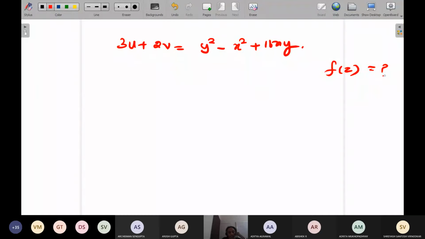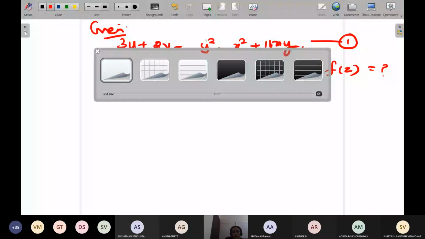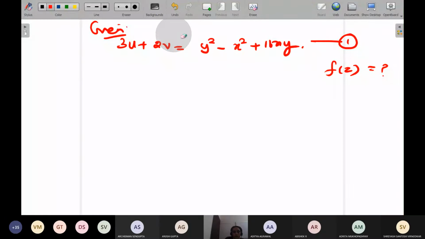See, there are many different ways of doing this problem. So I'll show you one other way of doing this problem. This is your given function. Let's take this as equation number 1.